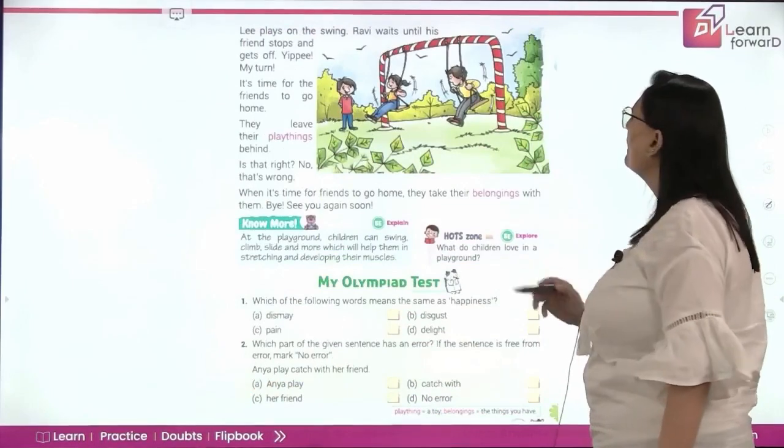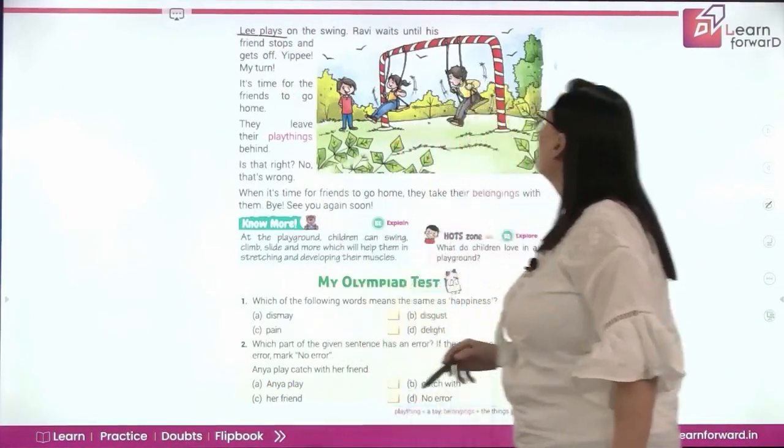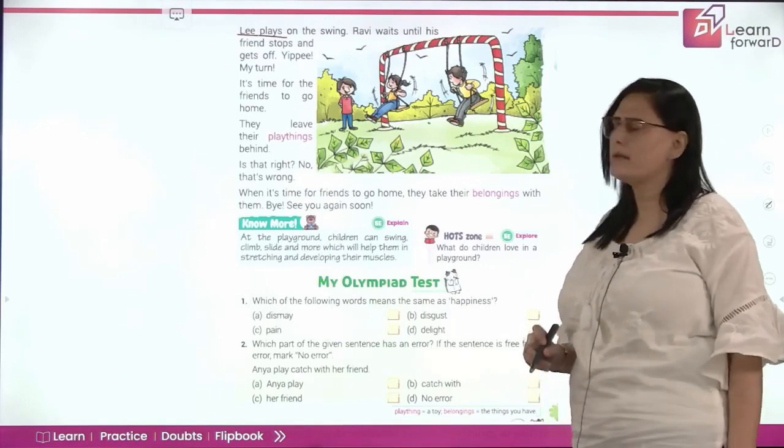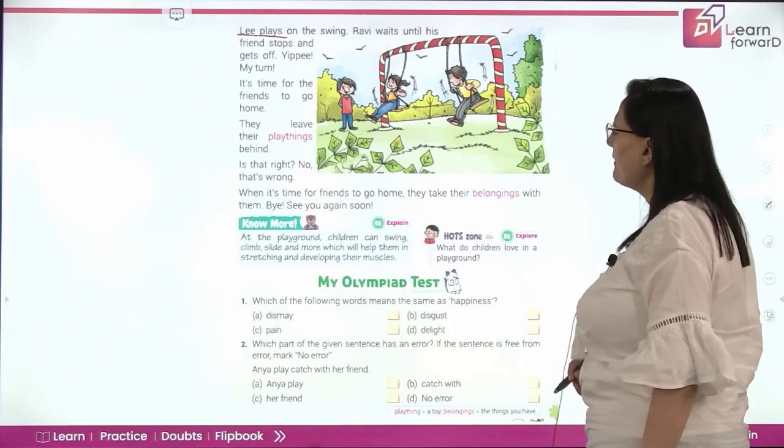Lee plays on the swing. Ravi waits until his friend stops and gets off. Yippee, my turn. It's time for friends to go home. They leave their playthings behind.